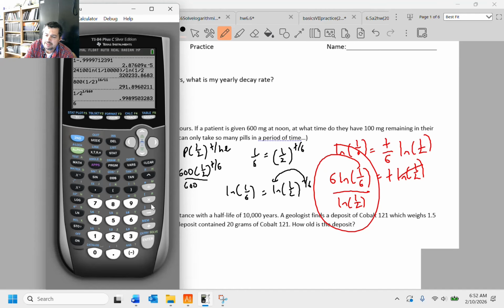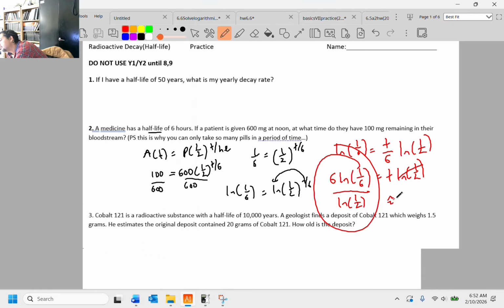So we got 6 natural log of a 1/6. I'm going to divide that by the natural log of 1/2. And it takes about 15.5 hours, right? Roughly 15.5 hours. So if this was at noon, what time is it? It's 3:30 a.m., right? This was at noon, which is 12 p.m.